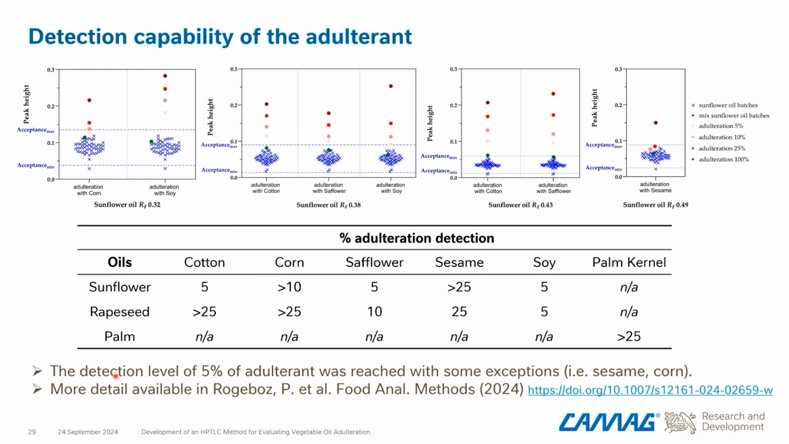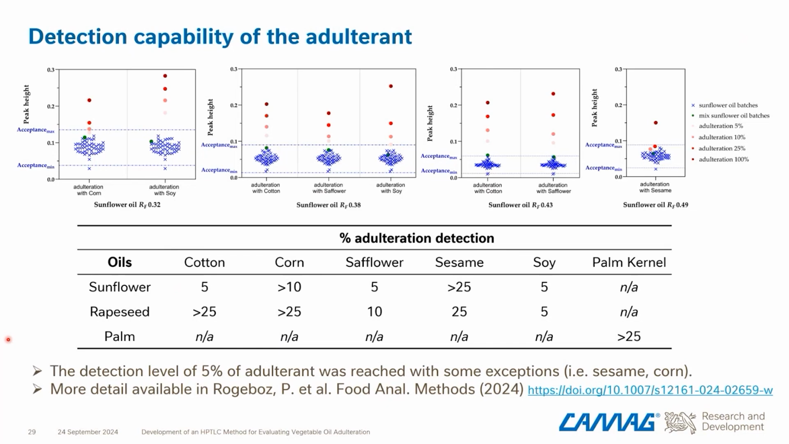So to summarize, here is what we've got with the different oils. Here are the three oils we used: sunflower, rapeseed, and palm oil. And here is the detection capability we have, in terms of percentage of adulteration, with cotton, corn, safflower, sesame, soy, and palm kernel oil. For most of the adulterants in sunflower, we can reach 5% detection, but there are also some oils where we are less performant, for example with sesame, or in rapeseed, where cotton, corn, and sesame oil are less well detected. This comes from a closer fingerprint between the rapeseed and the adulterant oil.